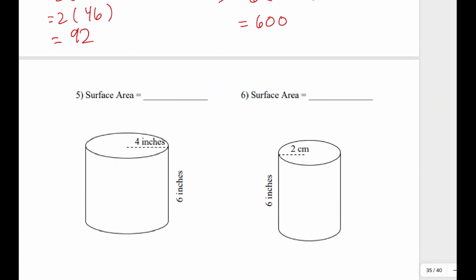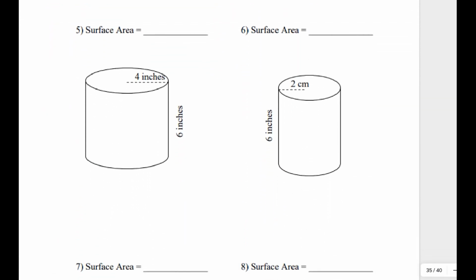Okay, now we're going to look at some cylinders. These are going to require a little bit more of an explanation, I think, as far as where the formula is coming from. With the rectangular prism, it's pretty obvious because all the sides are clearly rectangles, so it's just base times height for each side. But for a cylinder, the formula is 2 pi r squared plus 2 pi r times the height.